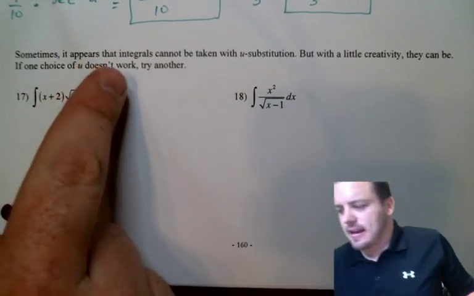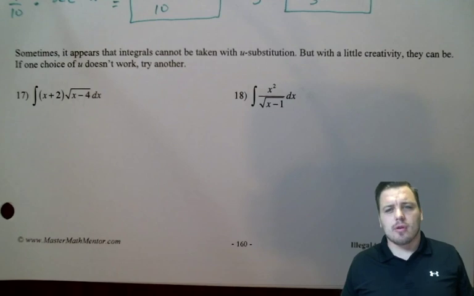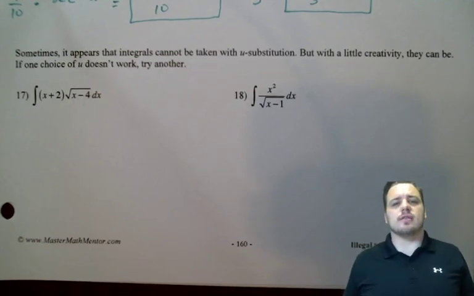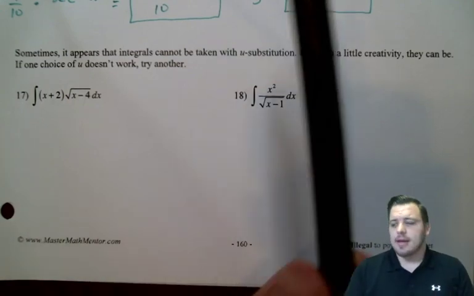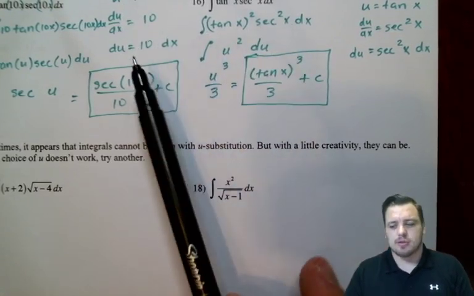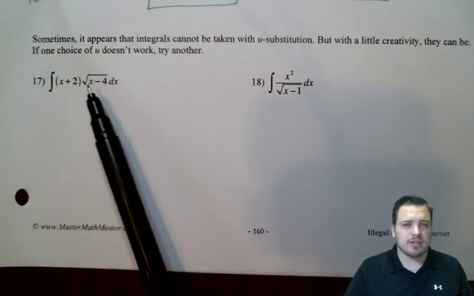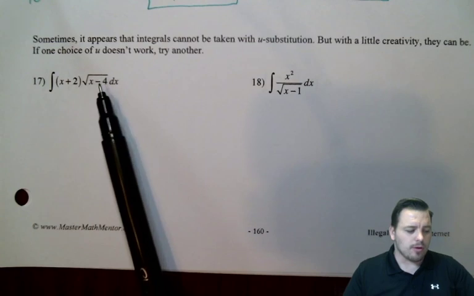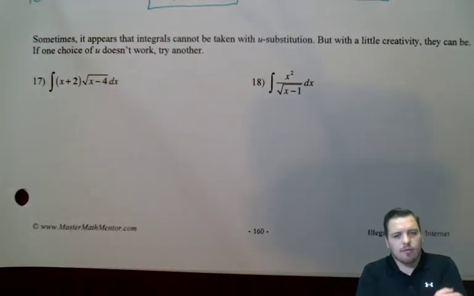Sometimes it appears that integrals cannot be taken with U-substitution, but with a little creativity, they can be. If one choice of u doesn't work, try another. So we've kind of talked about this a little bit even with number 16. Well, you could try both of them and see which one would work. So same thing here. Do I go with u as x plus 2 or do I go with u as x minus 4? Which one do I go with for that?